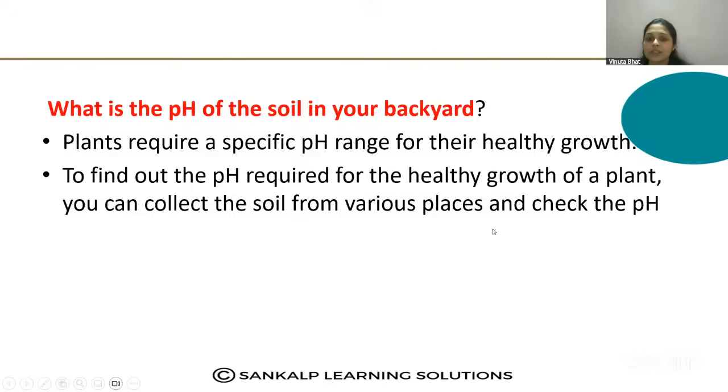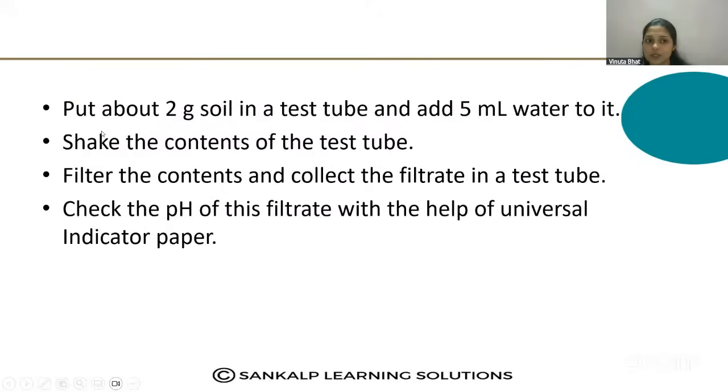If you want to check the pH of the soil present in your backyard, you have to follow this procedure. Put 2 gram of soil in a test tube and add 5 ml of water into it. Shake the contents of the test tube, then filter the contents and collect the filtrate in a test tube.